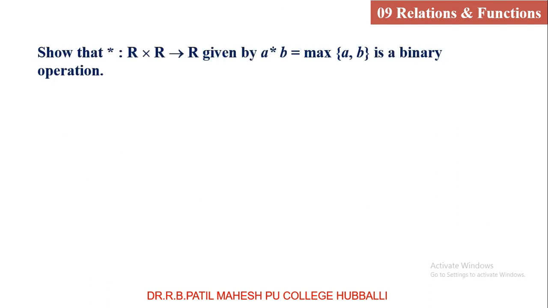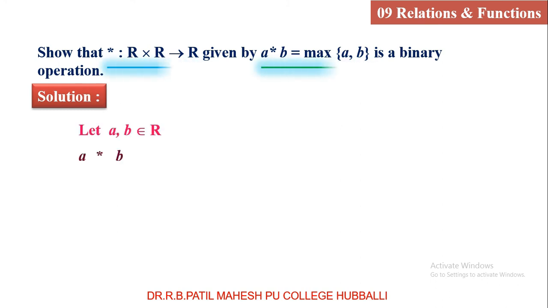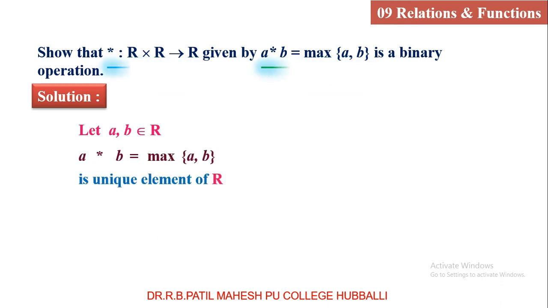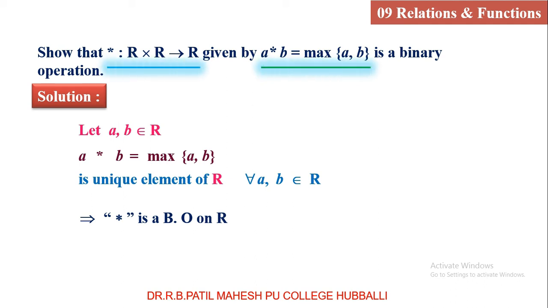Show that star from R cross R to R given by a star b is equal to maximum of a and b is a binary operation. Solution. Let a, b belong to R. a star b is equal to maximum of a, b. Definitely the maximum of a, b gives you a unique element of R. Therefore, this holds for every a, b belonging to the set of real numbers. Hence, star is a binary operation on R, because the maximum of a, b is a unique number that belongs to the set of real numbers, so it is definitely a binary operation on the set of real numbers.